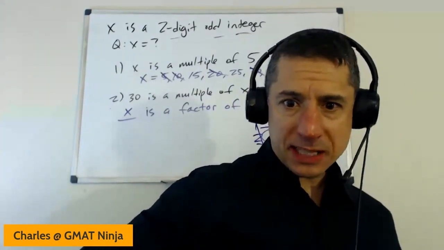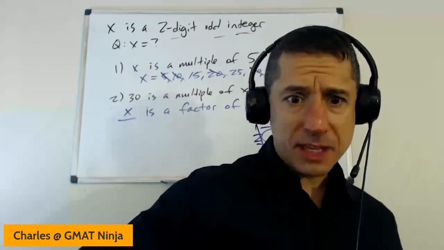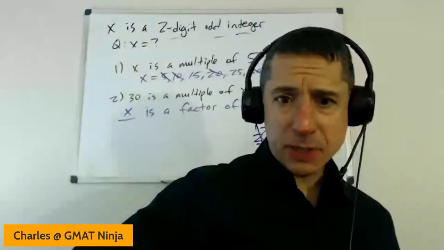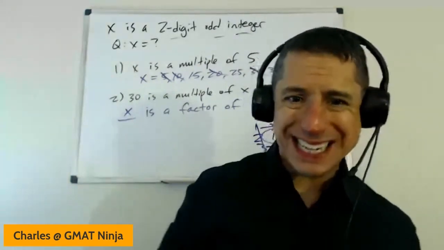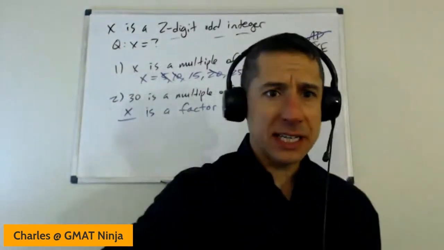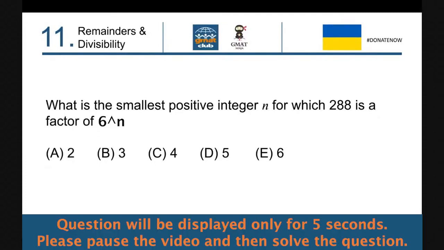I think this one is gentler, and I'm sorry, there's been a problem with these slides. For whatever reason, the exponents aren't coming up right. So this should be 6 raised to the n power at the end. Sorry, you guys can't see that yet. My bad. This question: what's the smallest positive integer n for which 288 is a factor of 6 raised to the n? So it is not 6n, it's 6 raised to the n. Go ahead and I'll give you guys a couple minutes on this.